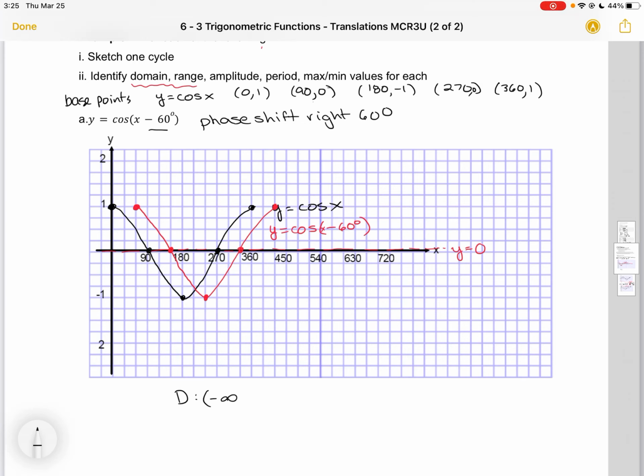So my domain is always going to be all the real numbers for x. The range is between minus 1 and 1, unless you have a vertical shift or a vertical stretch, but we're not there yet. Our amplitude is 1, the distance from the midline to the maximum, or the midline to the minimum. Our period is going to be 360 degrees, the length it takes to complete one cycle. Our maximum value here is 1, and our minimum value is minus 1.